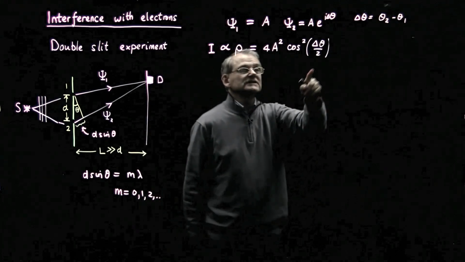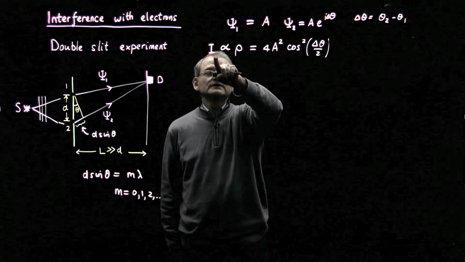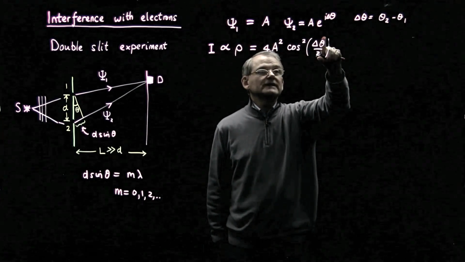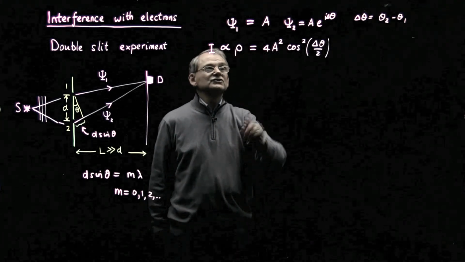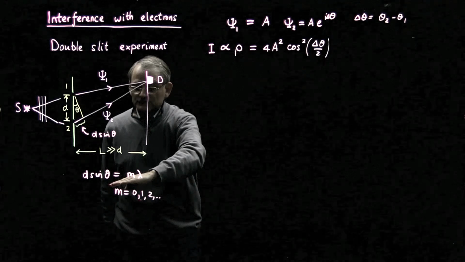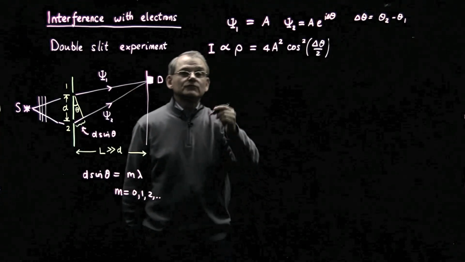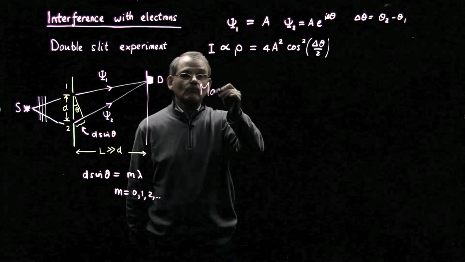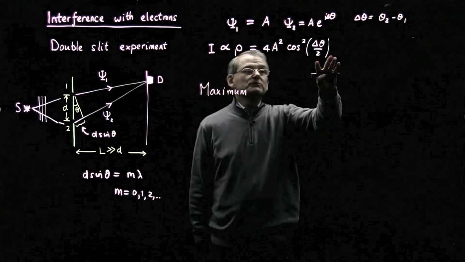So what one can see is that the intensity, the number of electrons arriving, is directly related to the phase difference between the two wave functions. What I'd like to do is use this result to show that you get exactly the same result that we obtained by geometric considerations. So for a maximum, we would like this to be a maximum.